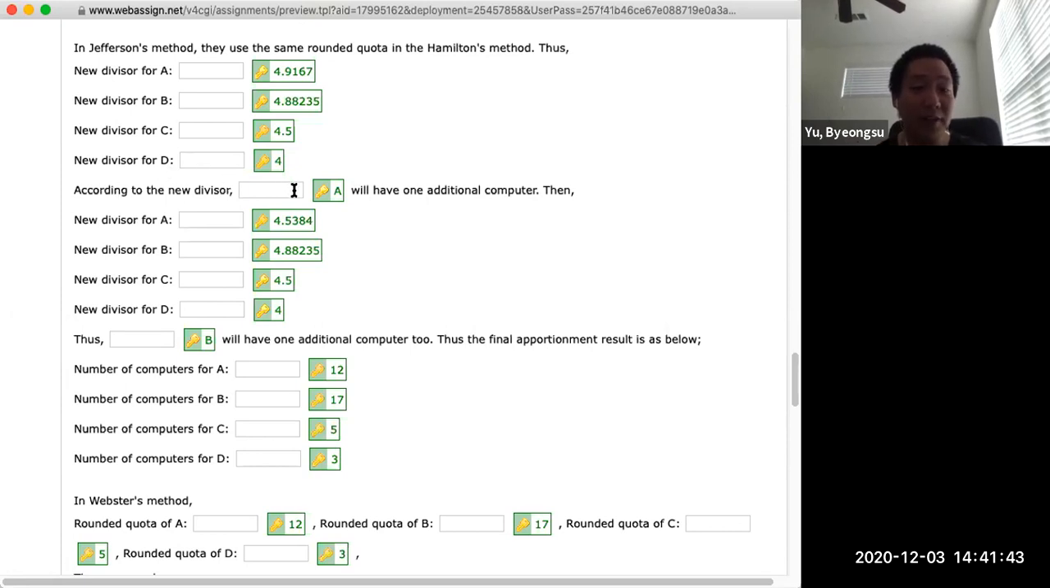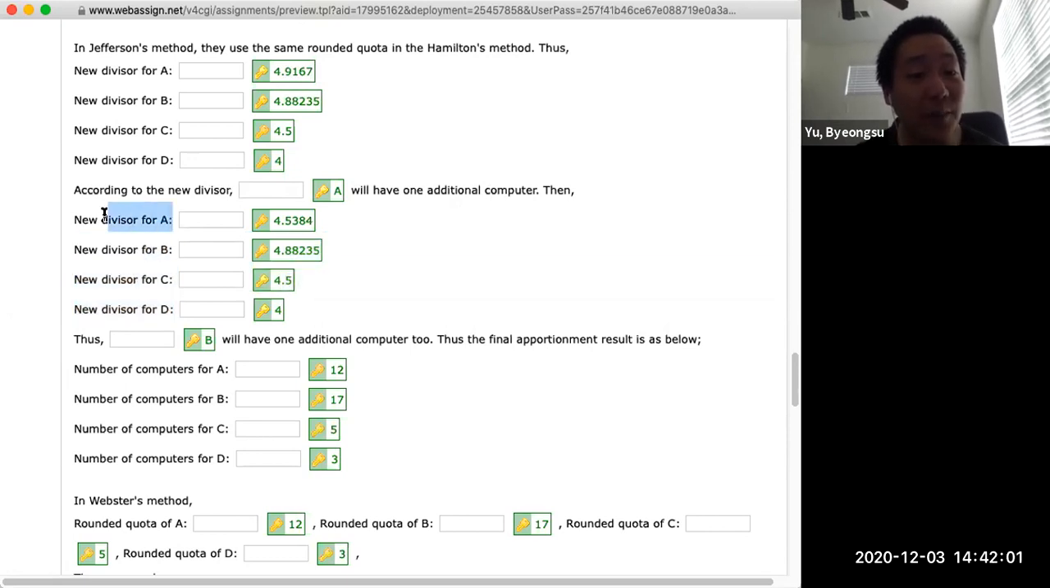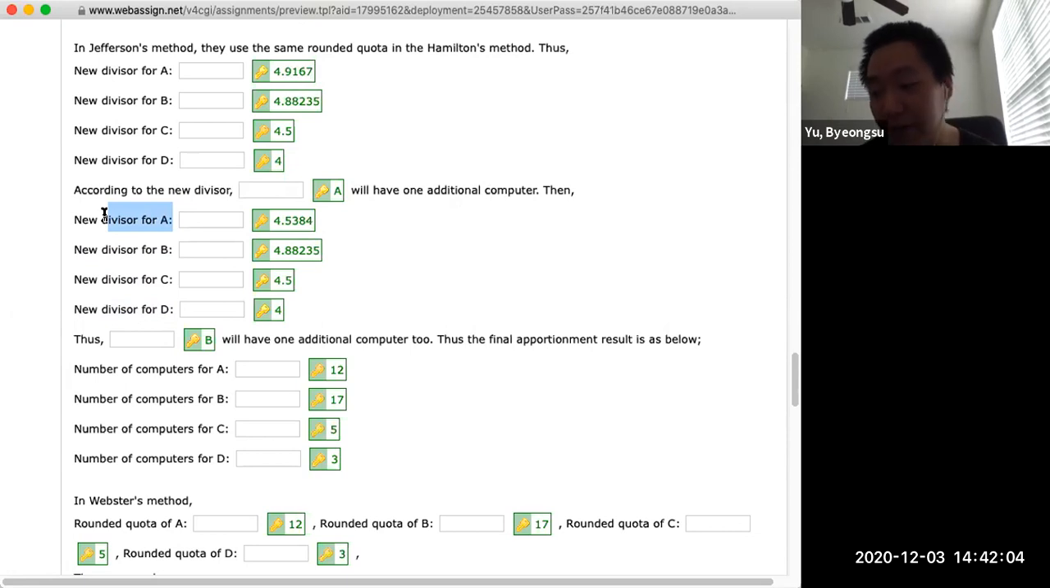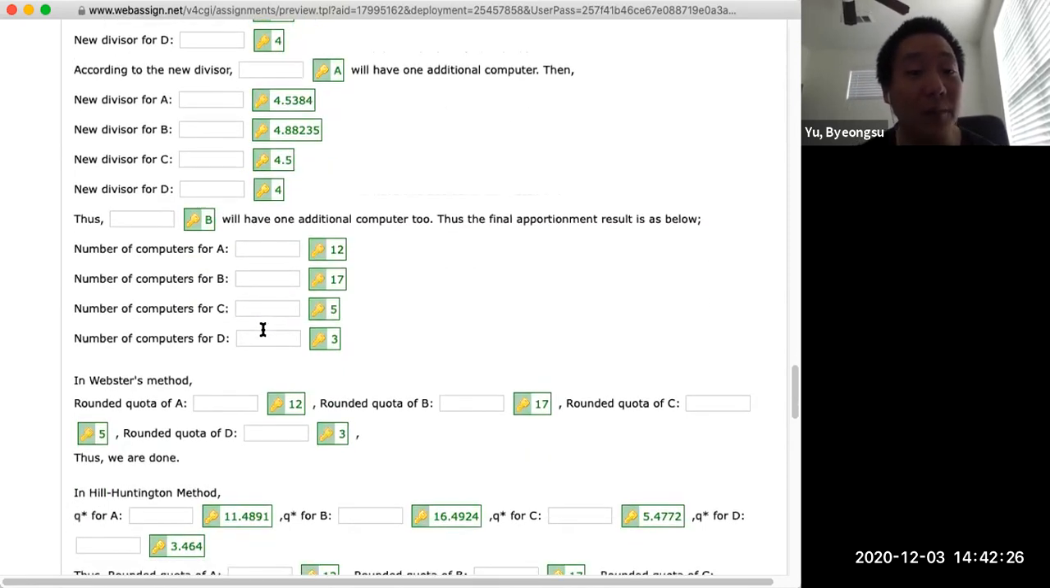According to the new divisors, A will have one additional computer, because the divisor for A is the greatest one, right? All other divisors are not changed, especially B, C, D, except A. The divisor on A should be changed because A got a new computer, so it should be 59/12 plus 1, which means 59/13. So you get 4.5384. If you compare all those divisors, now B has the greatest divisor, so B will have one additional computer too. Then that's all for computers, because if you add all the numbers, you get 37.